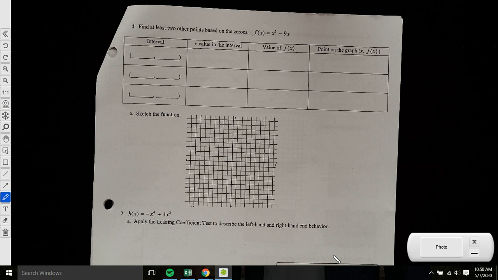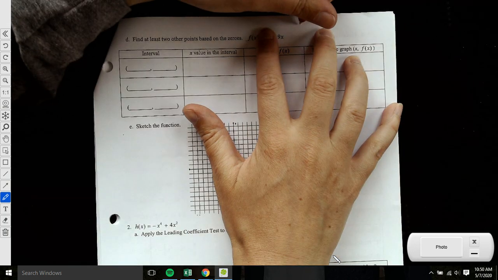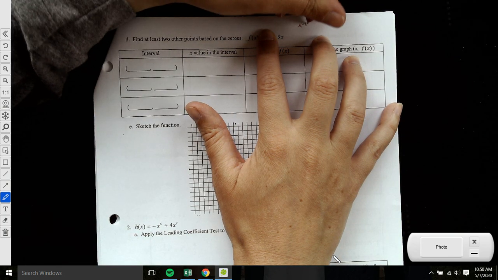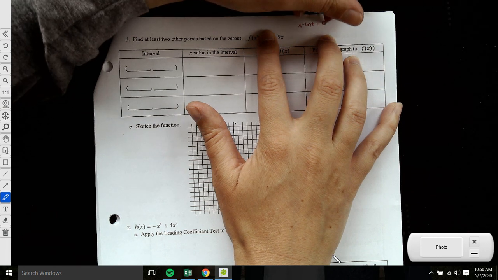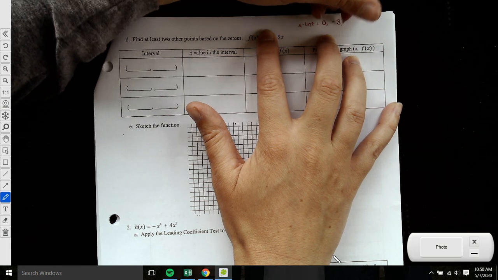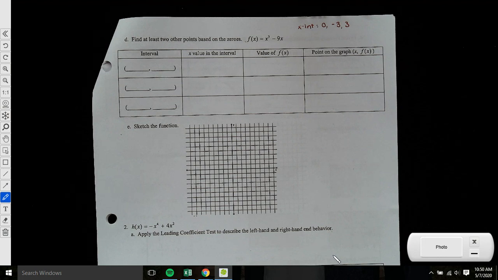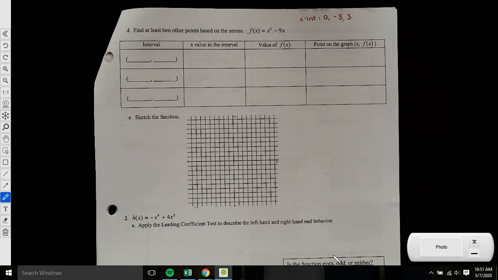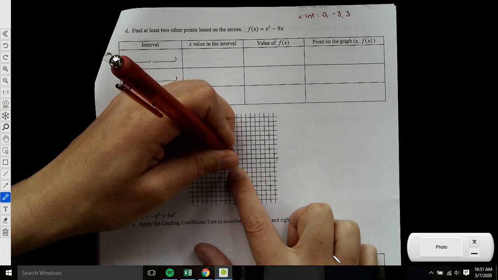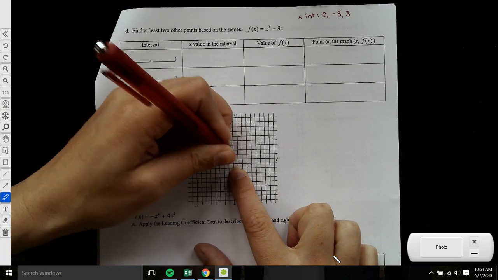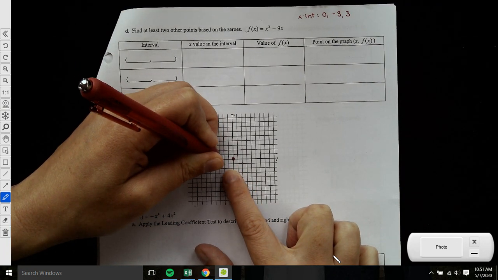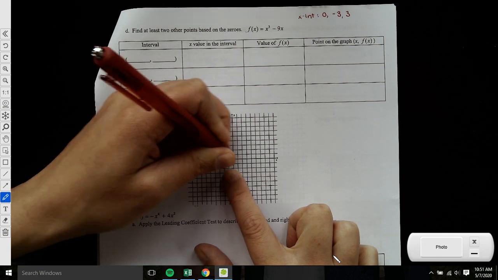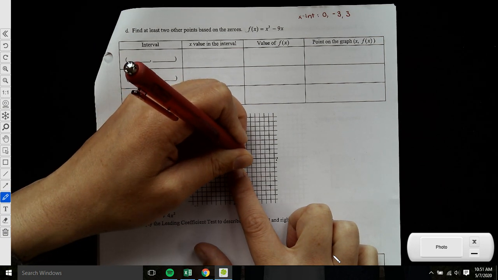So I'm just going to make myself a little note up here. The x-intercepts are 0, -3, and 3. And to be honest, when I go onto my graph, I actually like to graph those first as well. So I'm going to go onto my graph and graph them right now. So I have 0, 1, 2, 3, -3, and 1, 2, 3, +3.